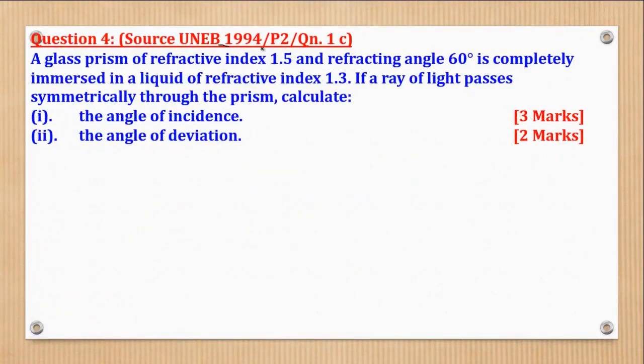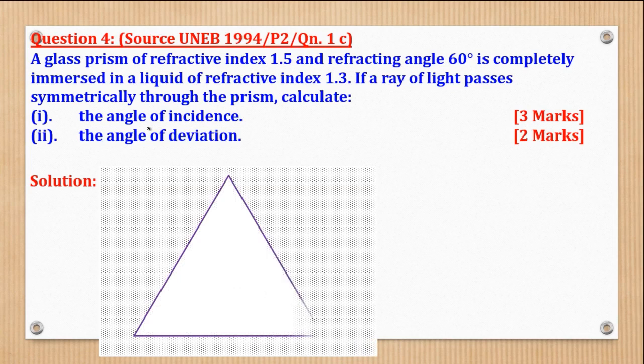Question 4 came from UNEB 1994, paper 2, question 1C, and it says, a glass prism of refractive index 1.5 and refracting angle 60 degrees is completely immersed in a liquid of refractive index 1.3. If a ray of light passes symmetrically through the glass prism, calculate Roman 1, the angle of incidence, and Roman 2, the angle of deviation.